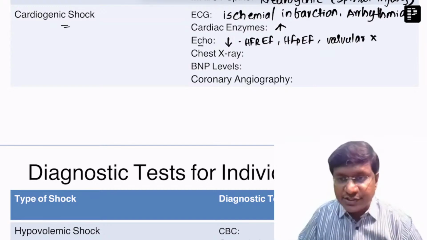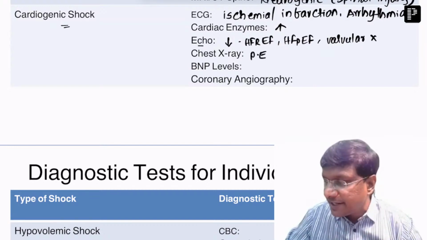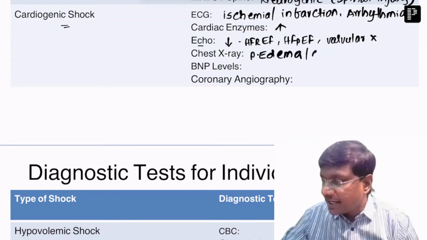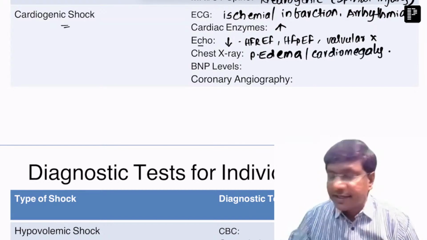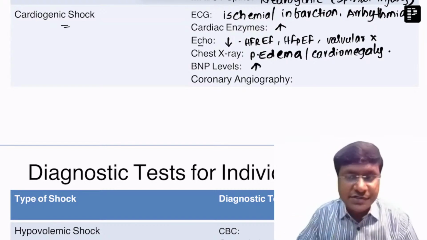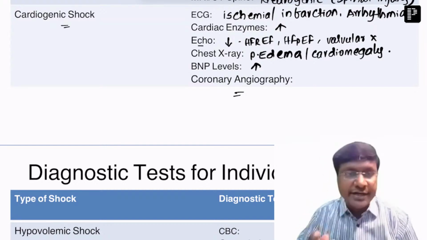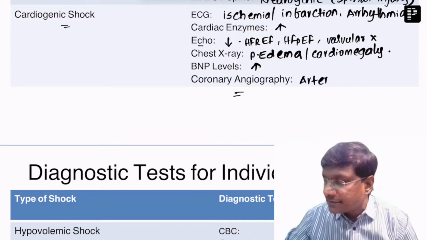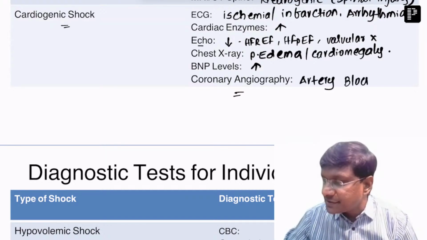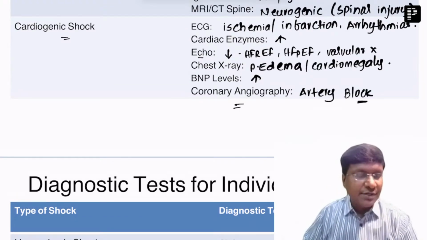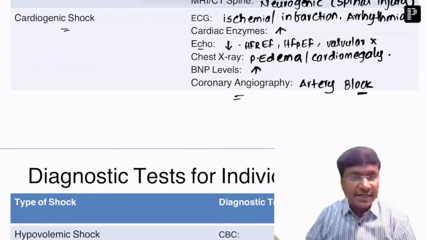Okay. Next, chest X-ray. Chest X-ray will show you that there is pulmonary edema, right? Or there can be cardiomegaly also, right? And BNP levels are elevated mainly if heart failure is causing the cardiogenic shock. And why do you need to do a coronary angiogram in a patient with cardiogenic shock? That is mainly to look for any arterial blockade, right? If there is any presence of arterial blockade, you need to do the coronary angiography. So this is about the workup that we do in case of cardiogenic shock.